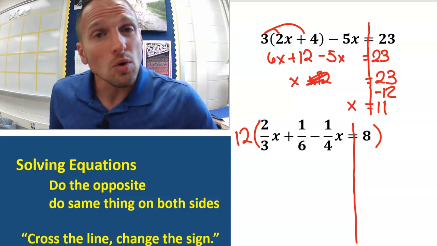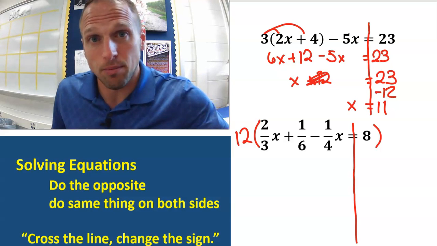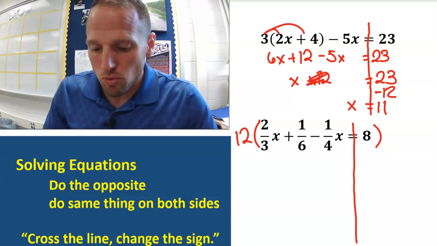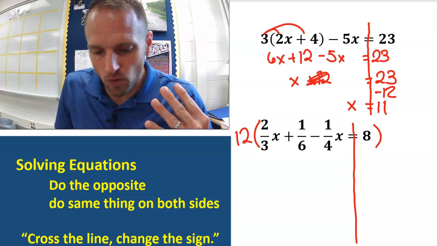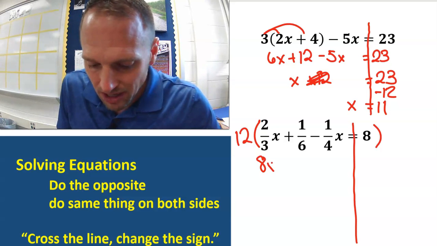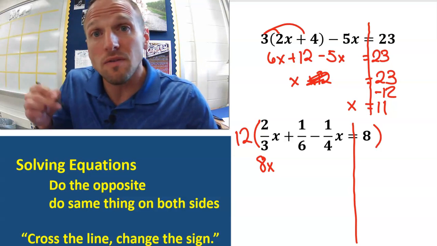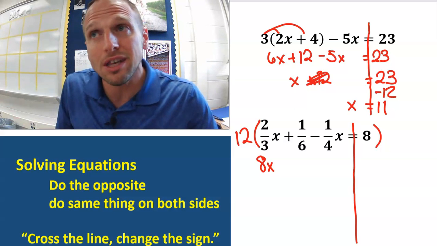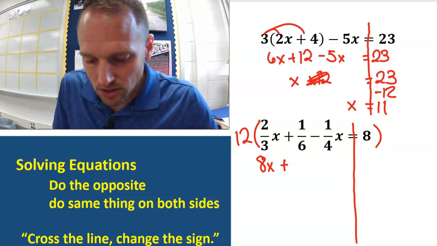When you multiply a whole number by a fraction, you need to divide by the bottom, multiply by the top. So let's look at this. Take 12 divided by 3 and then times 2. So 12 divided by 3 is 4, and 4 times 2 is 8. So this is just going to be an 8x. So now let's take 12 times 1/6. Divide by the bottom, multiply by the top. 12 divided by 6 is 2. Times 1 is 2.